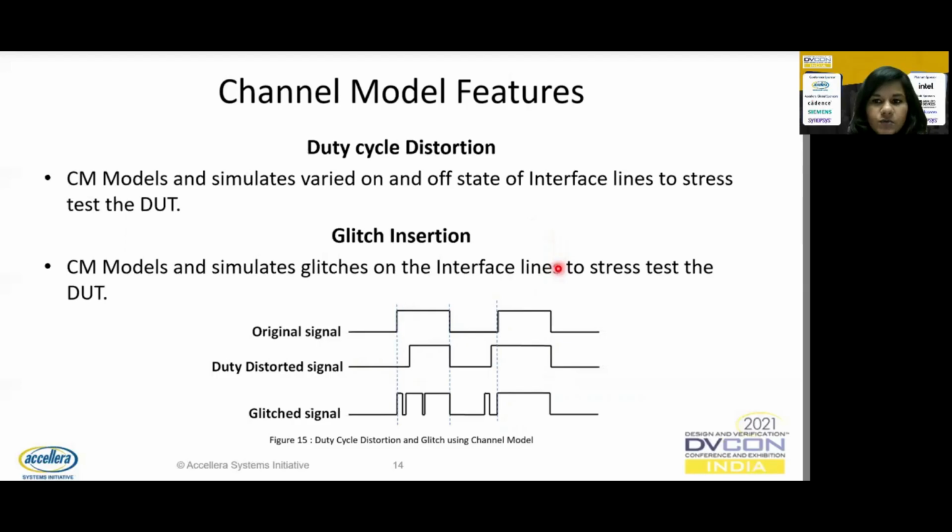The channel model allows a user to also introduce glitches onto the original signal. The user can specify how many glitches are required in a particular unit interval, or he can also decide the pulse width of the glitch that has to be introduced.